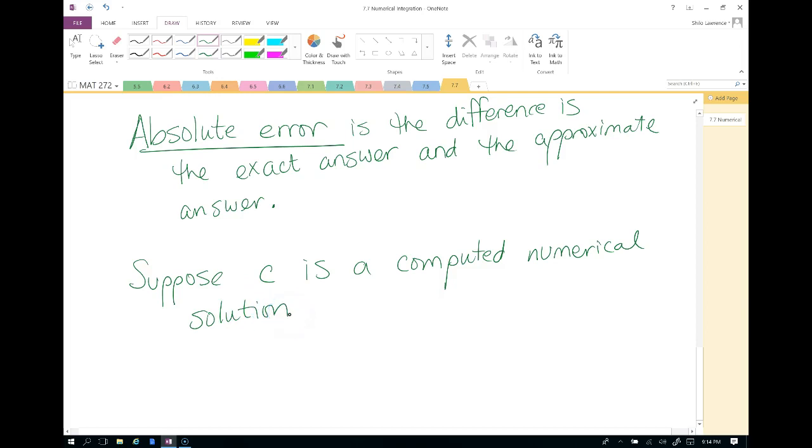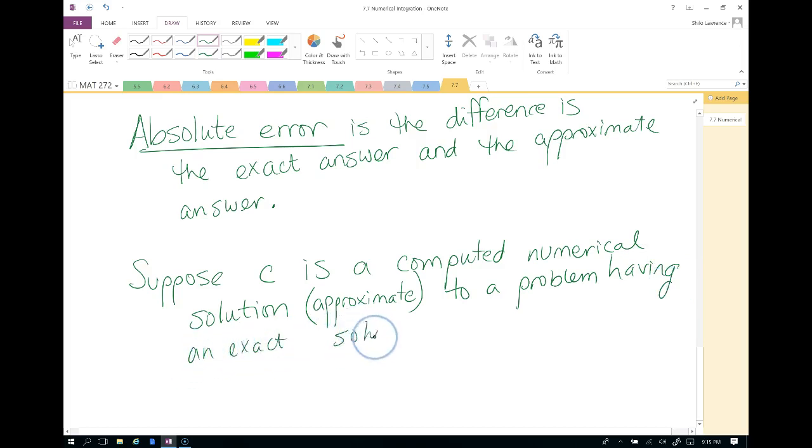So a numerical solution is something you get without any calculus, like the rectangles we just did, the midpoint rule, the midpoint formula. So C is going to be the approximate answer. So suppose C is a computed numerical solution (in parentheses, I'm going to put approximate) to a problem having an exact solution X. So C is our approximate, X is our exact.